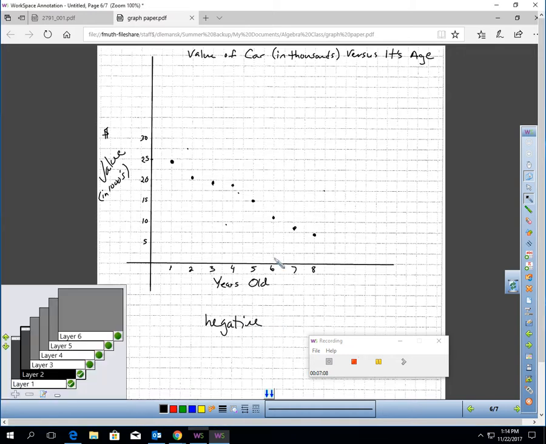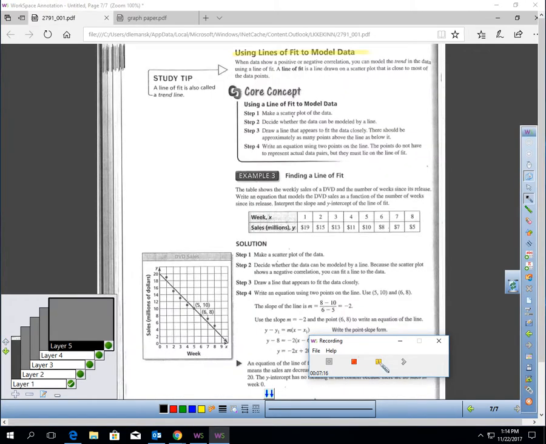Okay? And if I was to draw a line, it's pretty clear as the age of the car increases, the price is definitely declining. That gets us to the end of the video here, which is going to go through how we use lines to fit and model data.